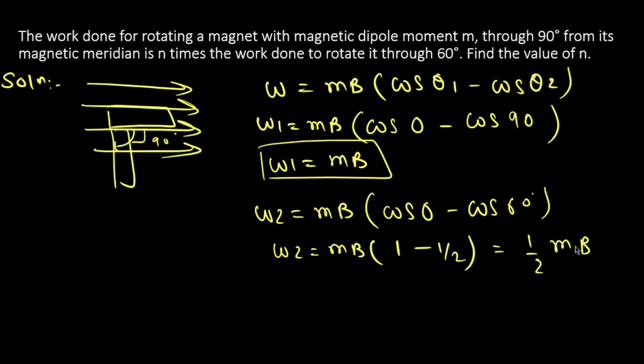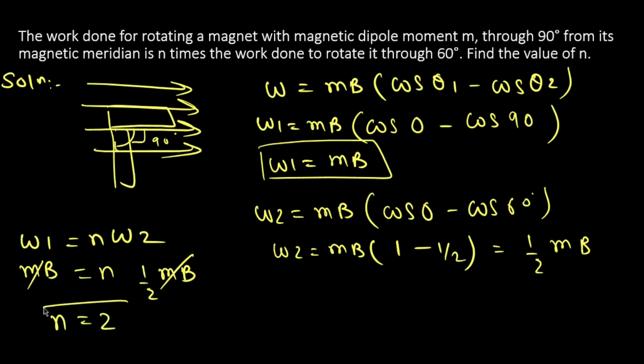Now they have given us that the work done to rotate it by 90 degrees is n times the work done to rotate it by 60 degrees. So W1 is equal to n times W2. We found W1 to be mB, and n times W2 is n times half mB. So mB gets canceled and n will be equal to 2. So this is the value of n. Let's look at the next one.